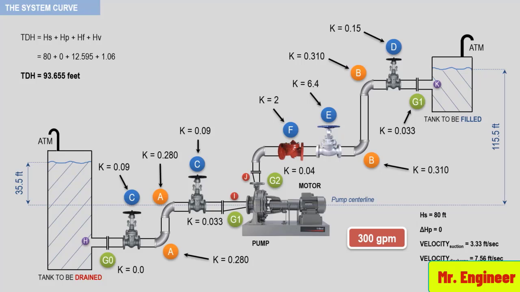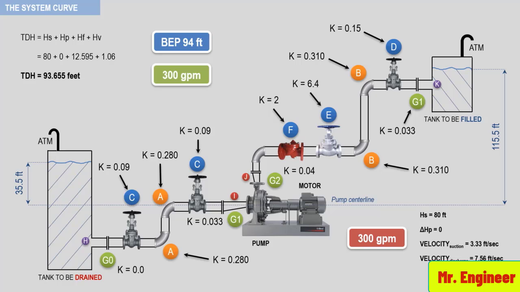This means that this system requires a pump with a best efficiency point of 94 feet. Recall that for a system or for a pump to work properly, the total dynamic head should be equal or near the best efficiency point. And we know that this system requires a pump that can deliver 300 gallons per minute.